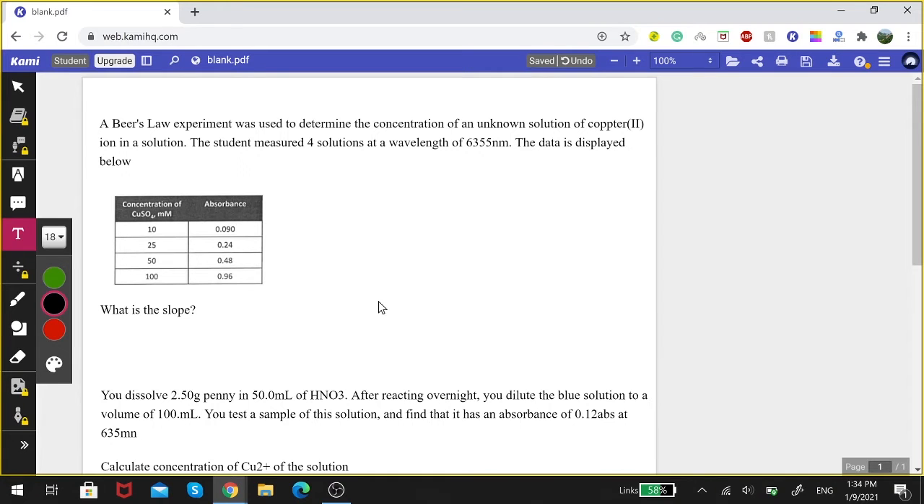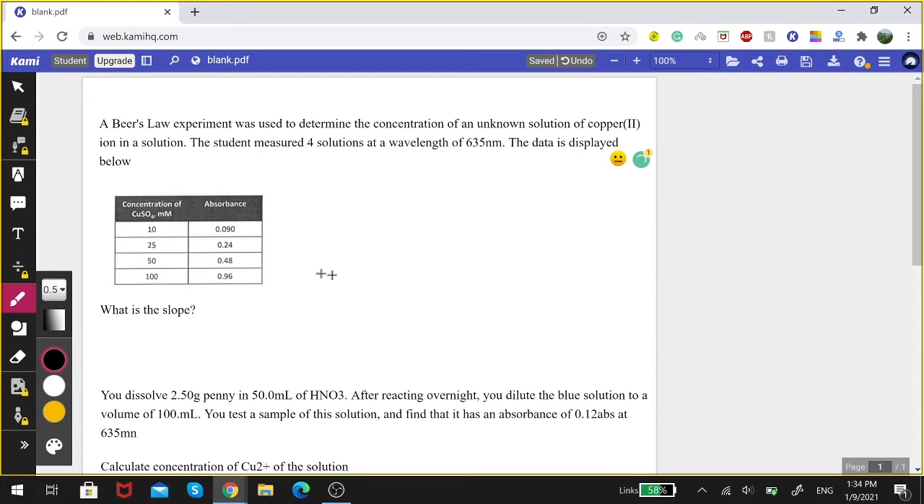So let's do some practice problems with Beer's law. First, we're given a bunch of data points, and this says it is measured absorbance and concentration. Now, this data includes the concentration in micromolar, and absorbance. So what is the slope? Now, slope can be found using any two of these points.